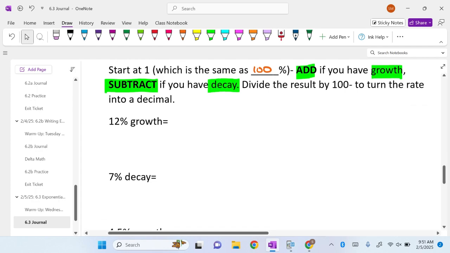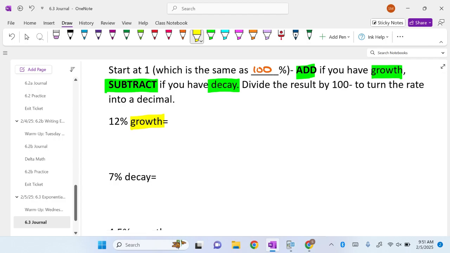So for the first one, I'm saying we have a 12% growth rate. Is this going to be an exponential growth or decay problem? Growth, obviously, it says growth. So what formula for B value will I use? 1 plus R. So I'm using 1 plus R for this one. And what's my R value in this case? Just leave it as percent for right now. What's the R value? 12.